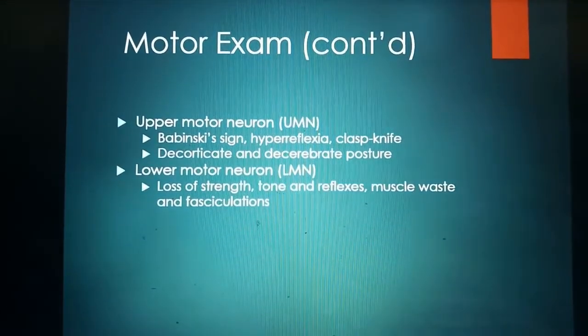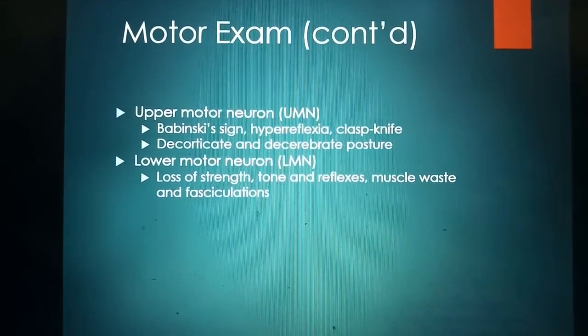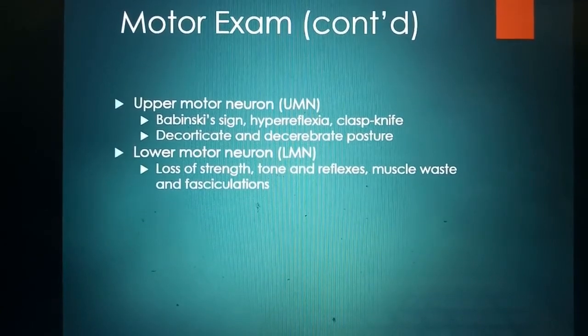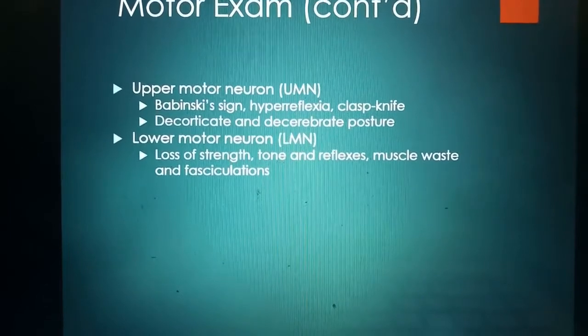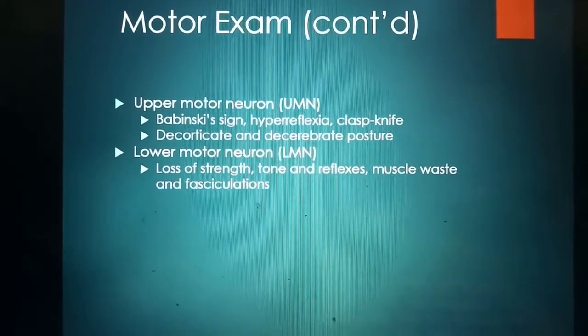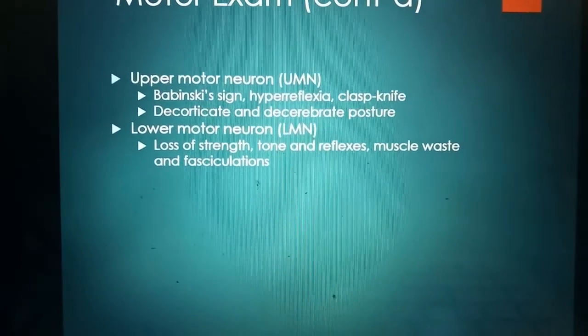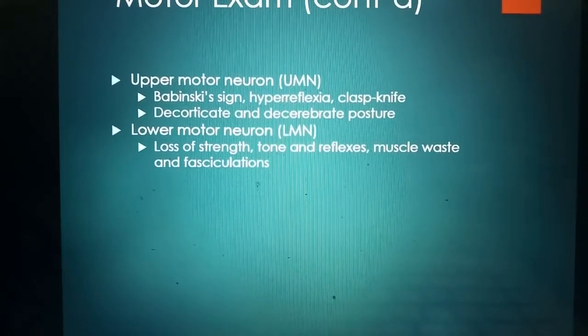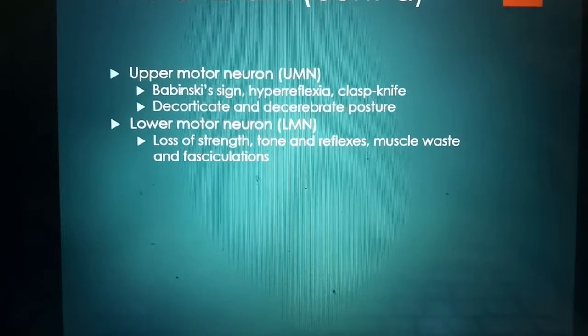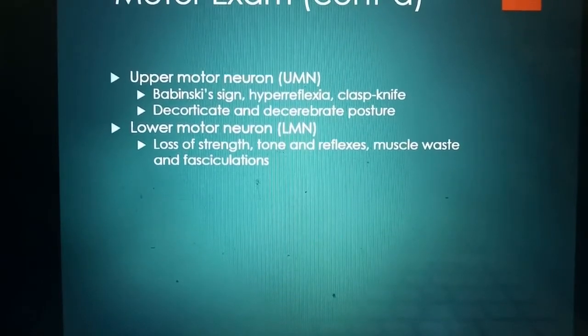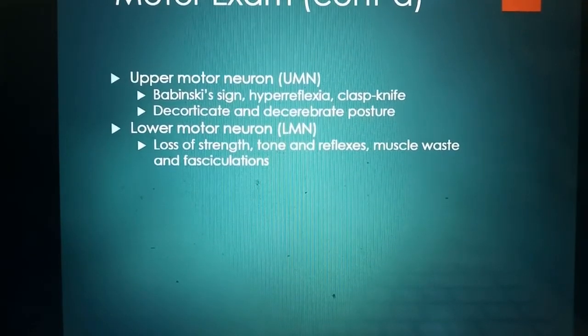So as we continue the motor examination, we have to see whether the person has got an upper motor neuron lesion or a lower motor neuron lesion. So what does this mean? Upper motor neuron lesion means the person has damage to the brain or the spinal cord. There is either a disease or injury to the brain or the spinal cord.